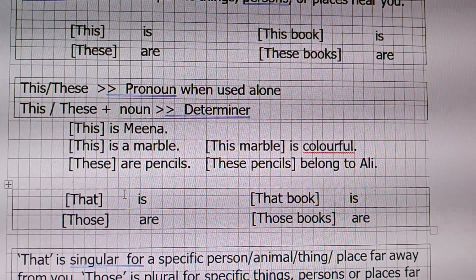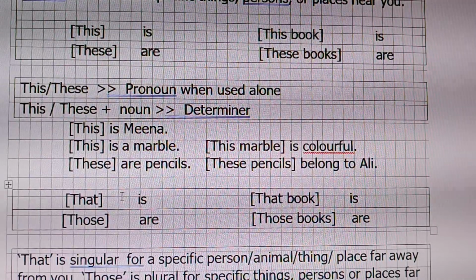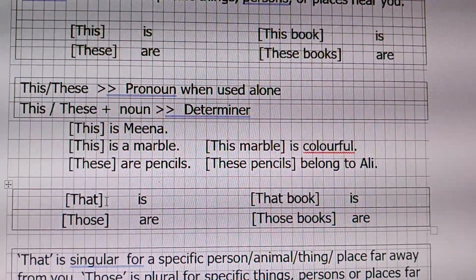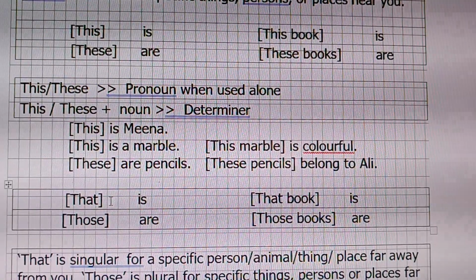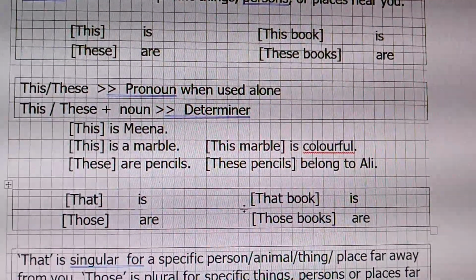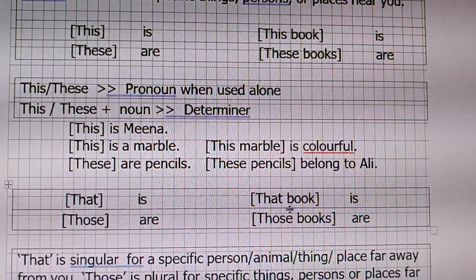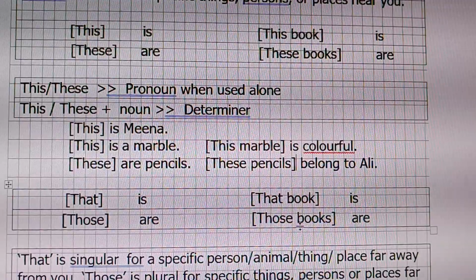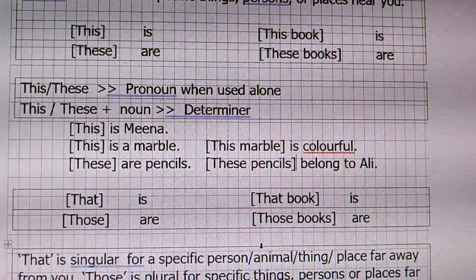So that is for things far away. That is singular, for things, persons, anything far away from you. Those is plural, for persons, animals, things, places far away. That book is, those books are. So when it is placed before a noun, it is a determiner.